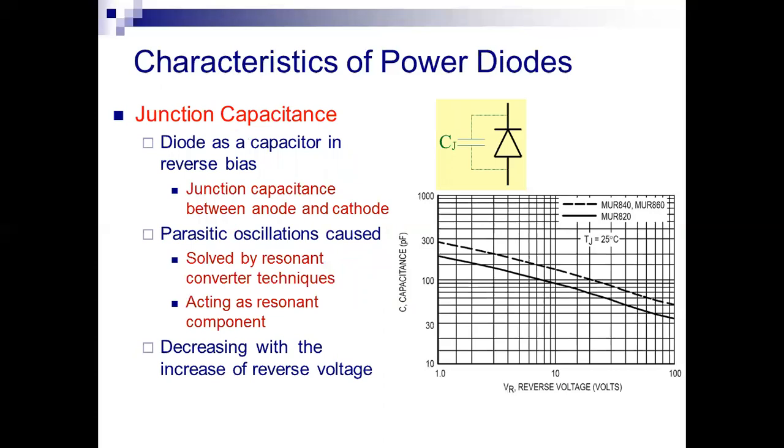Next one, junction capacitance. A diode has a capacitor in the reverse biased condition. The junction capacitance between the anode and cathode is observed. That is CJ, the junction capacitor. Here, parasitic oscillations are solved by resonant converter techniques, and it also acts as a resonant component, decreasing with the increase of reverse voltage. These values decrease with the increasing of the reverse voltage.